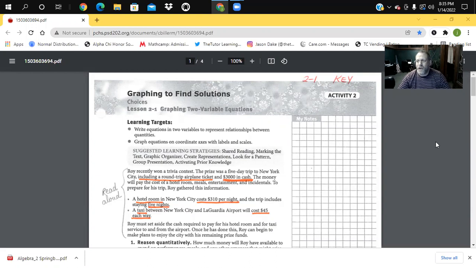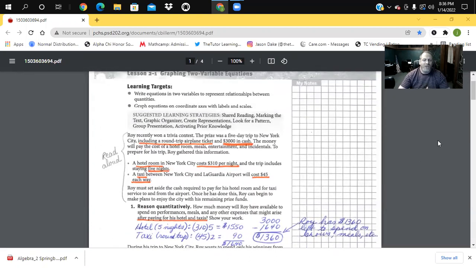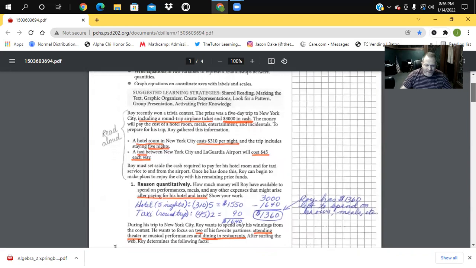This is JD Tutor, and I'm here to teach you some more Algebra 2 Springboard, and we're looking at graphing to find solutions. So we're going to look at lesson 2-1, graphing two variable equations. Learning targets: write equations in two variables to represent relationships between quantities, and graph equations on coordinate axes with labels and scales. All right, let's look at the scenario.